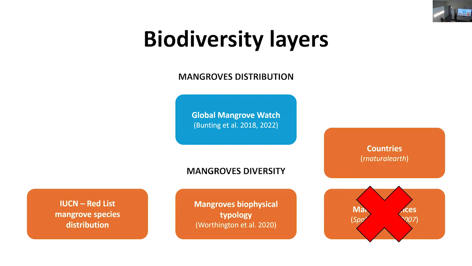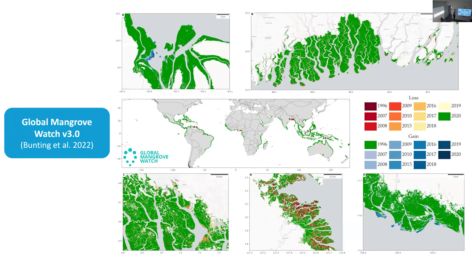But then for the second one, we changed, instead of using marine provinces, we used country to see the difference between a global scale and a local scale conservation plan. So the Global Mangrove Watch report, based on satellite images, the distribution of global mangroves, also recorded gains and loss in the years, and yeah, it's quite precise.